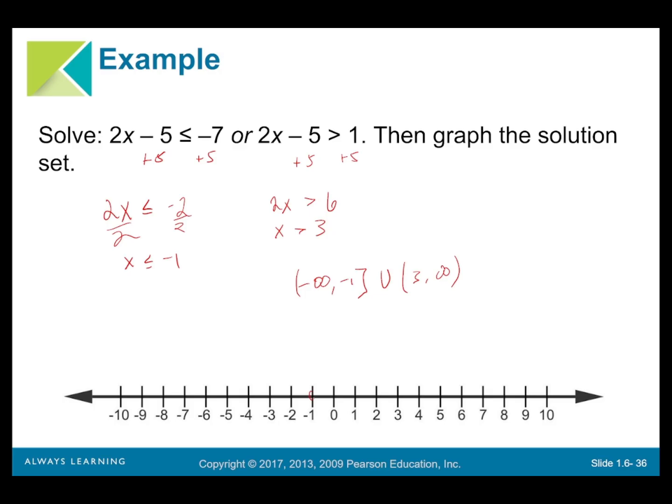So I'm going to mark negative 1 with a closed circle. I'm going to mark 3 with an open circle. I'm going to draw in everything to the left of negative 1 to represent all numbers smaller than that, off to negative infinity. And then I shade in all numbers to the right of 3, again going up to positive infinity. And as usual, the disjunction version of this with the or in the middle has a gap in the middle of our number line. That's just how they most of the time look.